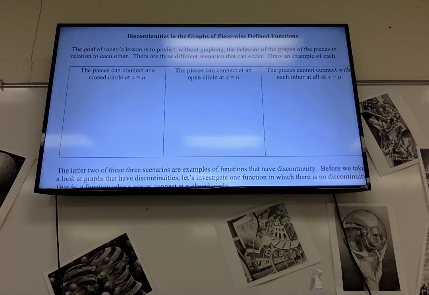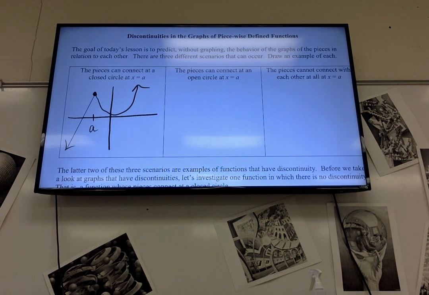Okay, so for example, you can have things that do connect, like this. So this is like a piecewise function. You have two pieces of a graph. One is a quadratic and one is a line. But they connect. They connect not at an open circle, they connect at a closed circle. So they connect at a closed circle, that would be considered continuous, because I can trace that graph without picking up my pencil.